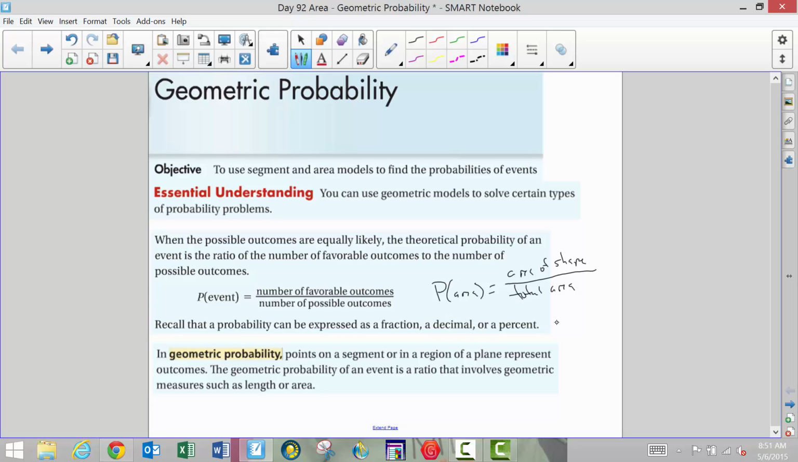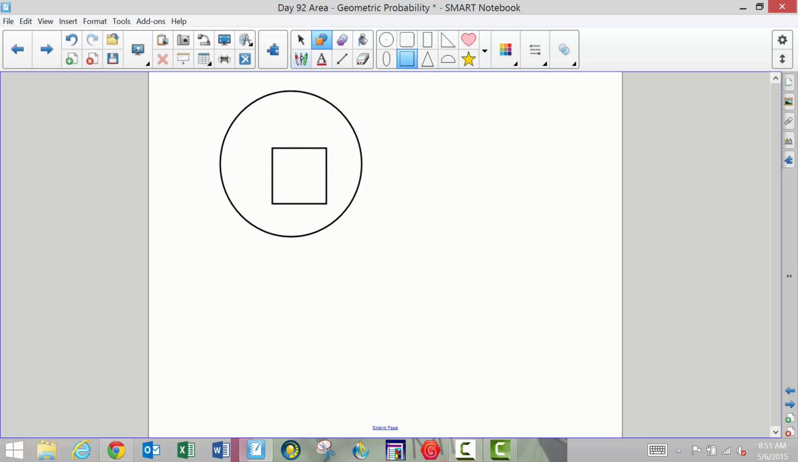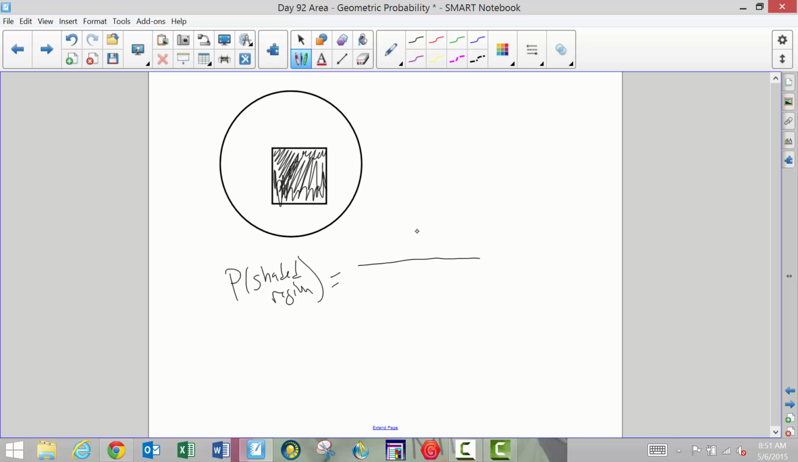Okay. So if you have a square inside of a circle, let's do a little diagram here. So if you have a circle and then you have a square inside of it, and I ask, what's the probability you hit the shaded region? Well, in order to find the shaded region, you need to know the area of the square. So you want the probability of the shaded region, which is going to be equal to the area of the shaded region over the total area. Well, the total area in this case would be the circle. So you find the area of the square and divide it by the area of the circle, and that's the chance that you're going to land in that square.